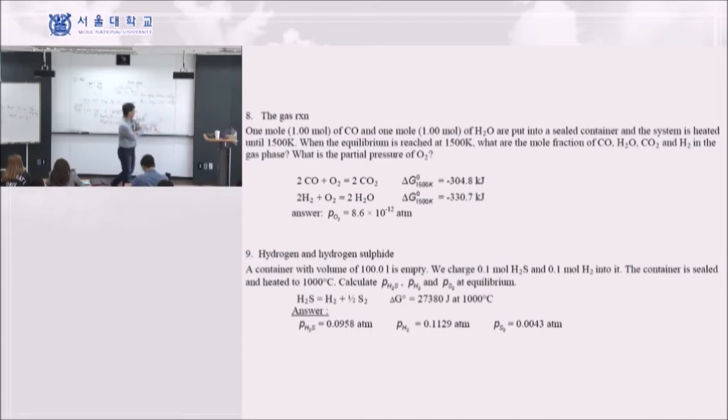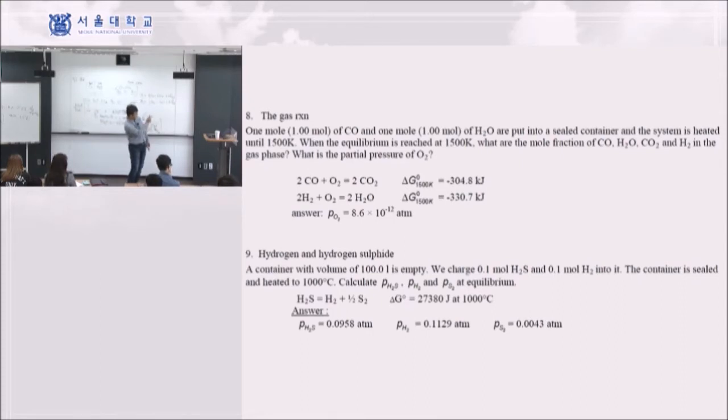Okay, question number 9. So we have a container with a volume of 100 liters. That L looks like 1 or I, but it's actually liter. So we have a 100 liter container. And then we are charging 0.1 mole of H2S gas and 0.1 mole of H2 gas inside this container. So volume is fixed, the volume is not expanding, and we are adding this gas phase. And the container is sealed and heated to 1000 degrees Celsius. Okay, calculate pH2S, pH2, and pS2.